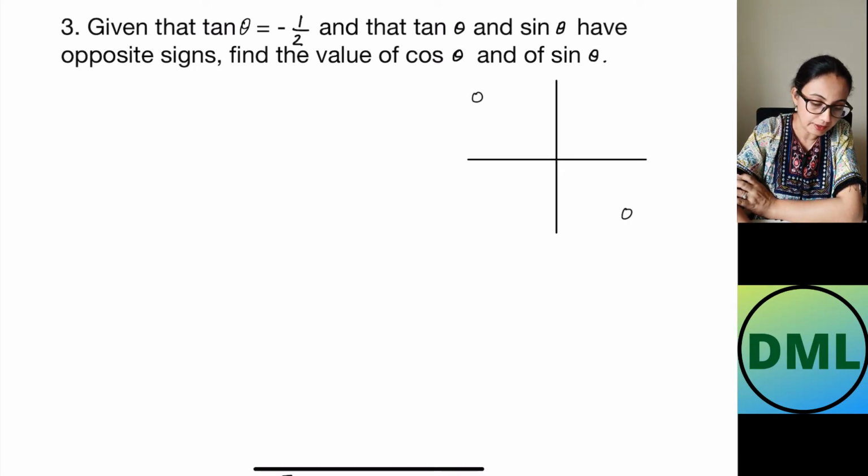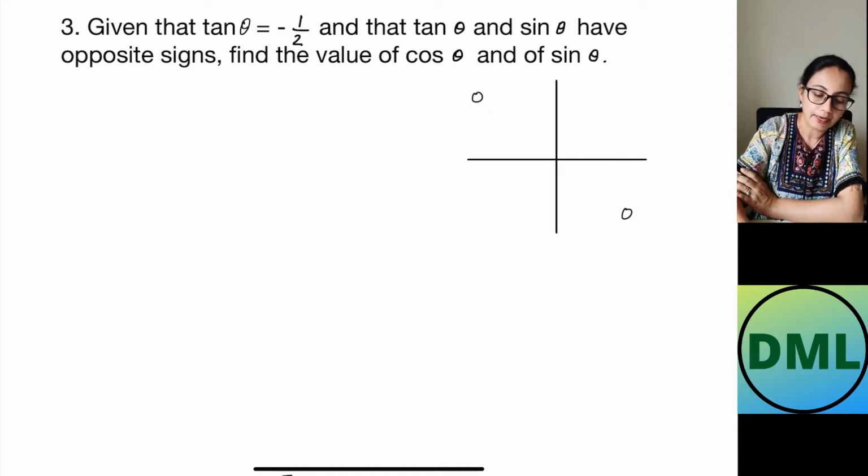But they gave us that tan theta and sin theta have opposite signs. In this quadrant, sin theta is positive and tan theta is negative. In this quadrant, sin theta and tan theta both are negative. When I have to see that they have opposite signs, that means I need to consider the second quadrant, not the fourth quadrant, because in the fourth quadrant both are negative. So I will select the second quadrant. I need to draw my triangle in the second quadrant. Let's draw the triangle in the second quadrant.